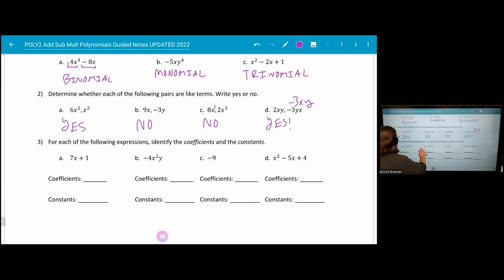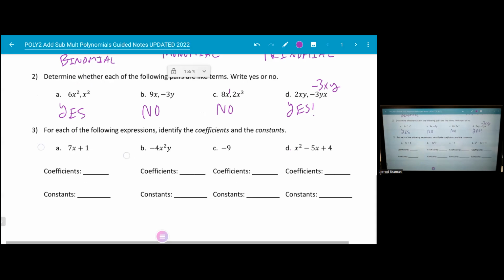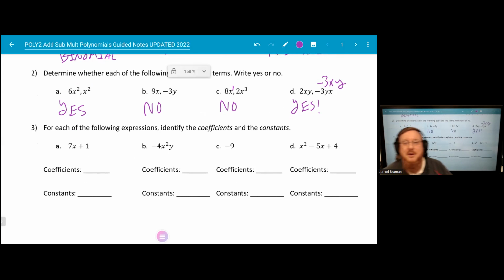Number 3, for each of the following expressions, identify the coefficients and the constants. Once again, I'm going to do A and B, and I'd like you to try out C and D. The coefficients, again, a coefficient is a number multiplying a variable. We only have one variable, that is x in here, so our coefficient is a number multiplying that, which is 7. A constant is literally just a number, and the number that just exists here is 1.